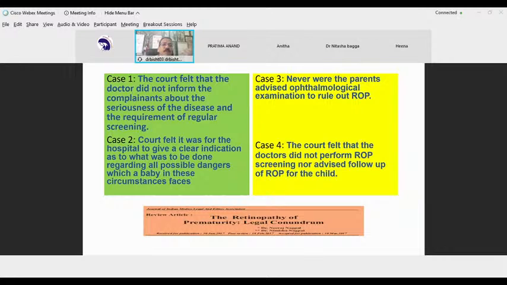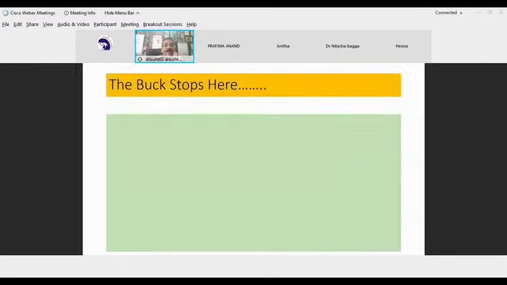The court felt, in the first of the 4 cases actually, that the doctor did not inform the complainants about the seriousness of the disease. In case 2, all the possible dangers were not told to the family, and in case 3, never were the parents advised about ophthalmological examination to rule out ROP. And in case 4, the doctors did perform ROP screening as per the protocol, but they did not write it. So next slide.